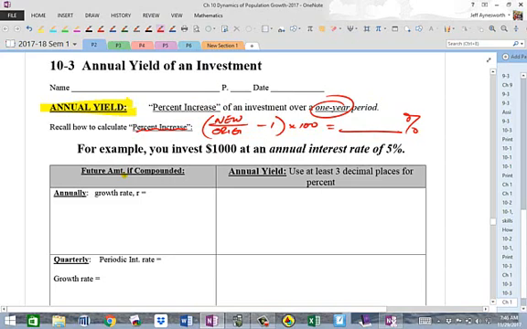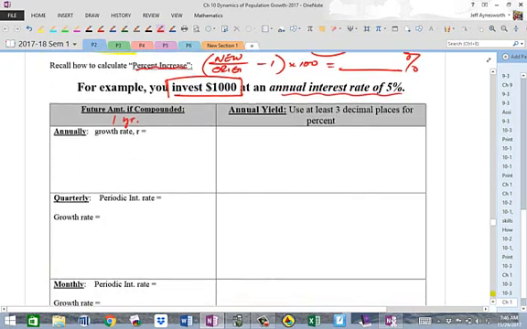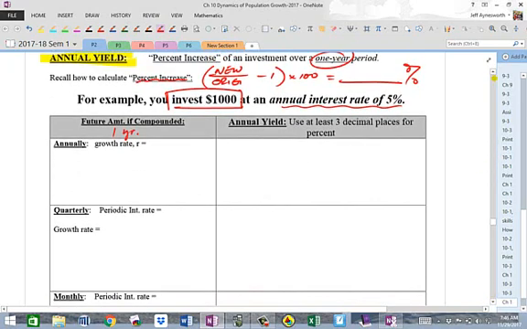So we're going to take a $1,000 investment at an annual interest rate of 5%, and we're going to calculate how much we earn after 1 year. 1 year only, because it's over a 1 year period. We're going to calculate that as a percentage called the annual yield. It's actually quite simple, so let's get to it.